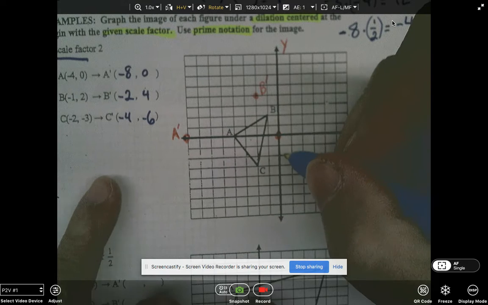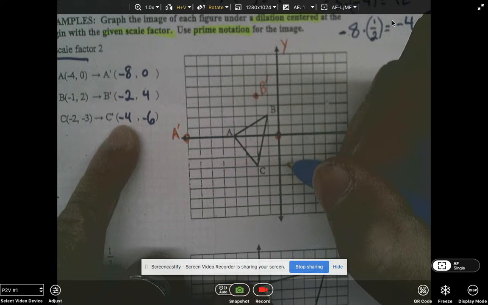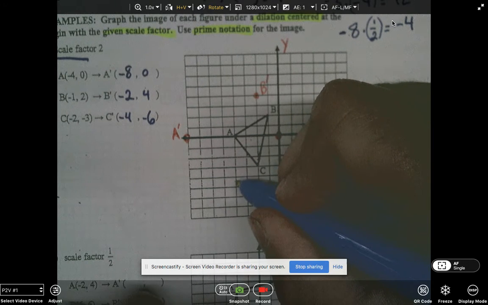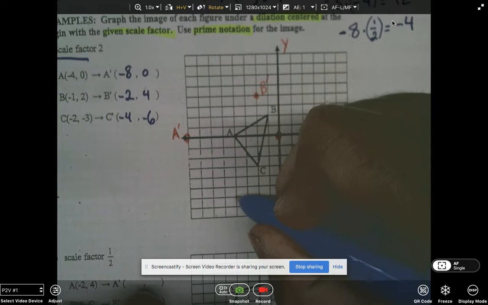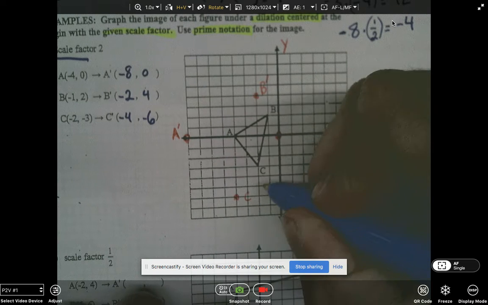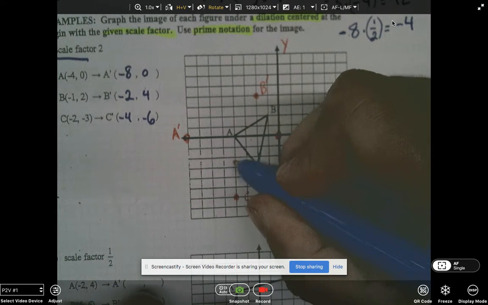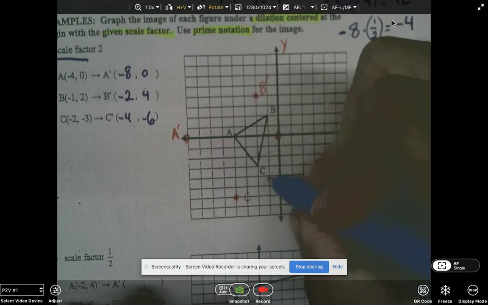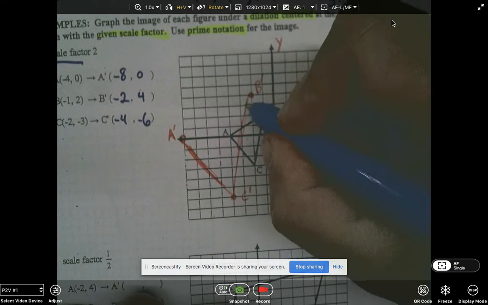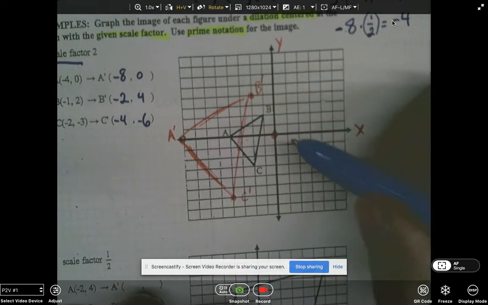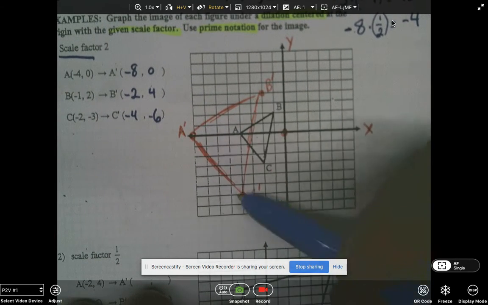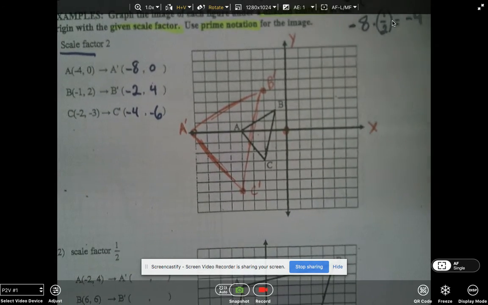And then the last one, someone tell me how it would move to get to negative 4, negative 6. Left 4 and down 1, 2, 3, 4, 5, 6. Right here. So that would be C prime. Yep, that's right, C prime, sorry. So then we connect the dots, so make sure you're doing this at your seats. And you just dilated this ABC by a scale factor of 2, making it twice as big, A prime, B prime, C prime.